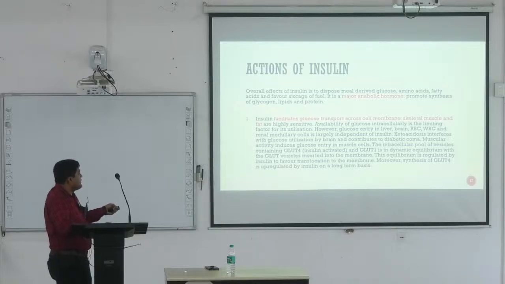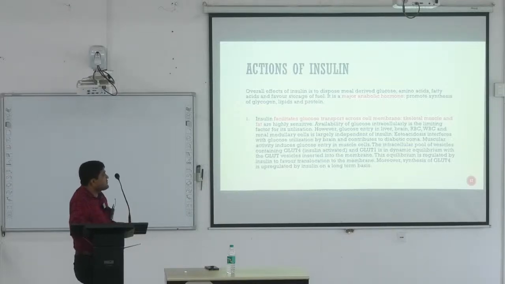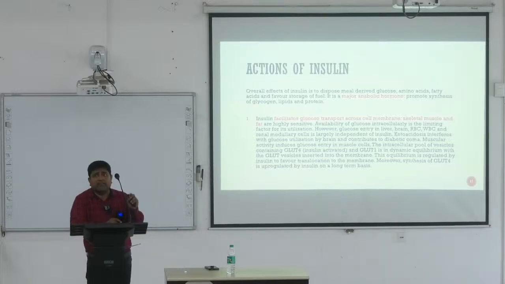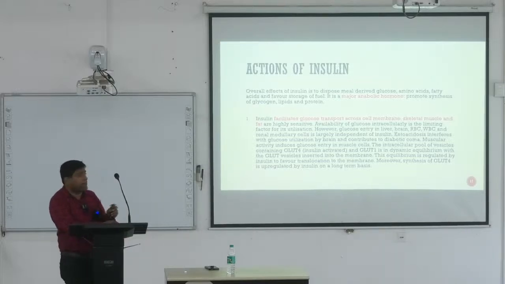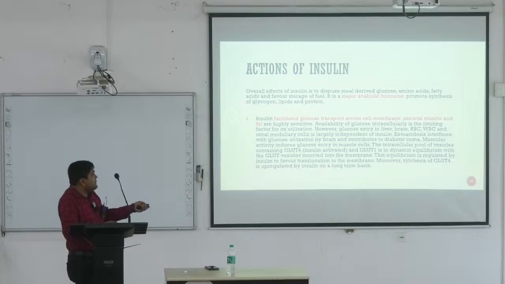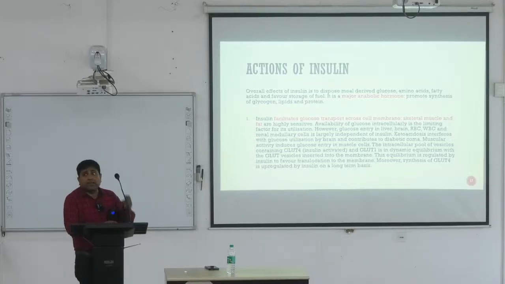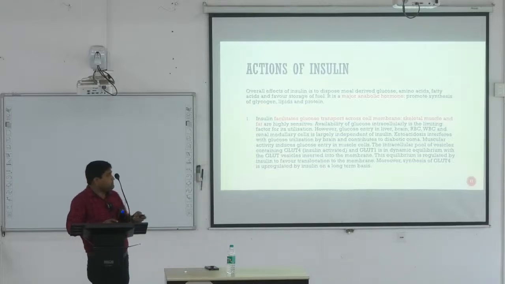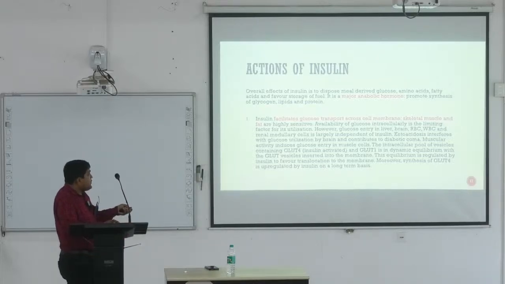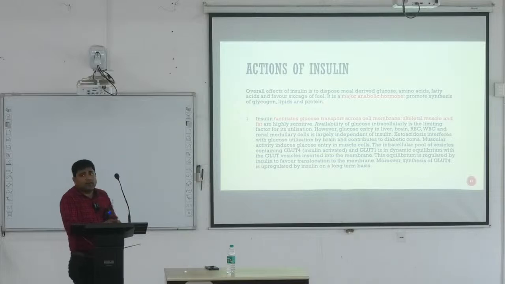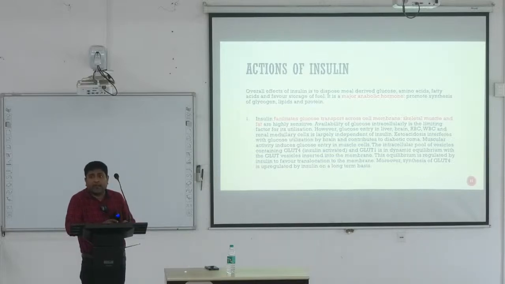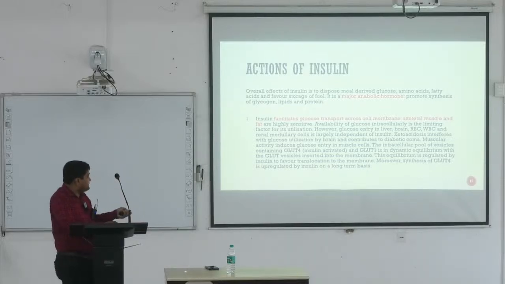Number 1, insulin facilitates glucose transport across the cell membrane, particularly in skeletal muscle and fat. They are highly sensitive to insulin. However, liver, brain, RBC, WBC and renal medullary cells are independent of insulin action for glucose uptake. Ketoacidosis interferes with glucose utilization by the brain and can lead to diabetic coma.